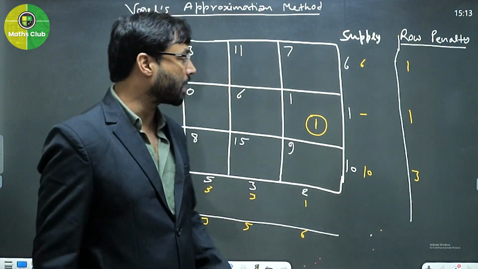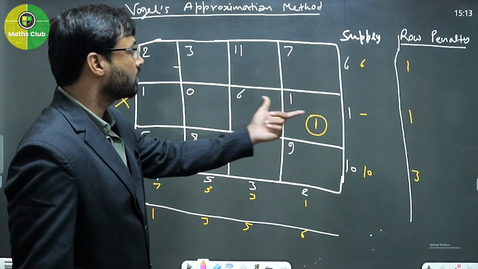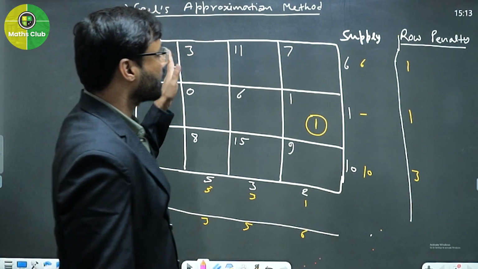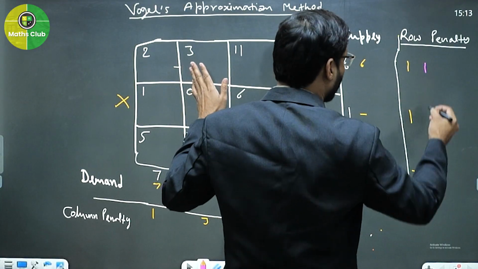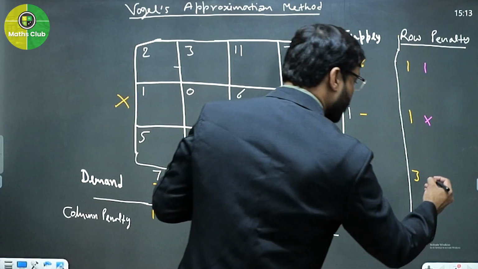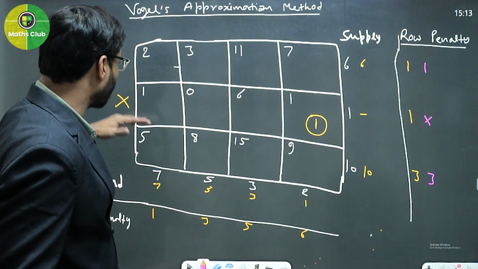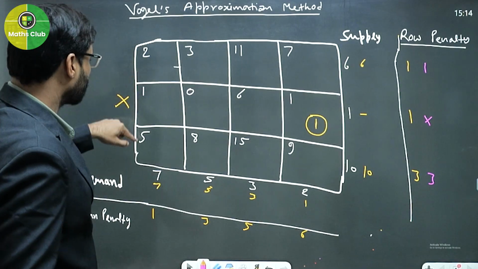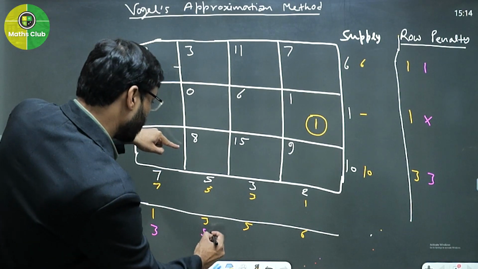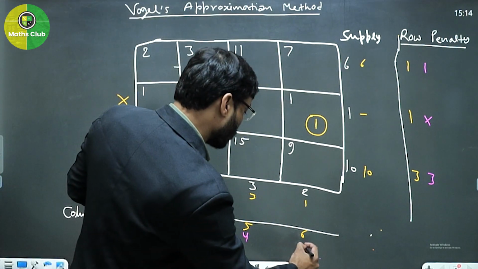Repeat the same process again row-wise, but except this row, as this row has finished its supply. Now again in this row, the smallest and second smallest and the difference, obviously we get the same value 1, and this has now been finished, so just forget about it. Now in this case, obviously we get again 3, and now the same process is repeated column-wise. This has been finished, so only these two remain. So obviously the difference is 3, and here the difference is 5. Here the difference is 4, and here the difference is 2.